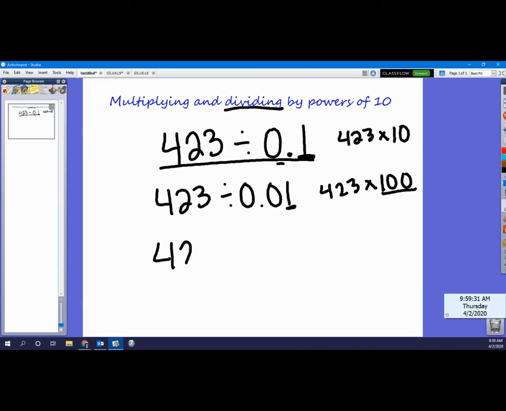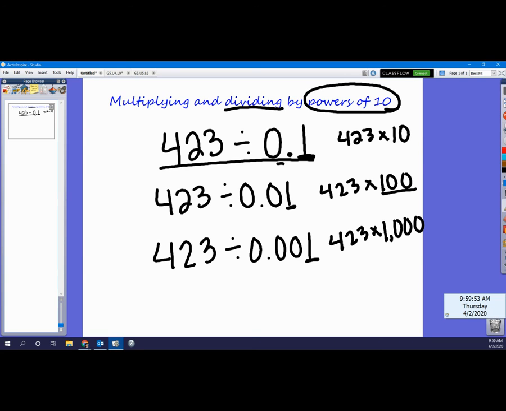Same thing would be if I was doing 423 divided by 1,000th. The 1 is in the 1,000th place, so I can rewrite that as multiplication using the reciprocal. And then dividing by this decimal becomes very easy. Now this is only with powers of 10, all right?